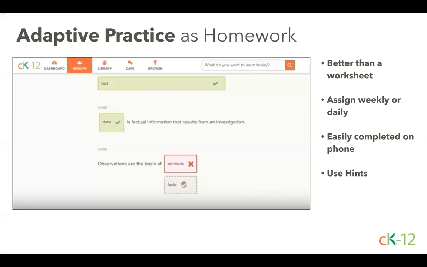And remember, the adaptive practice is not assessment. It's a learning tool. That's why we offer them content to fill in their gaps. That's why we offer them hints that were written by real teachers. So adaptive practice is a really important tool that can be used to help students and teachers really reinforce the content they learned in class.